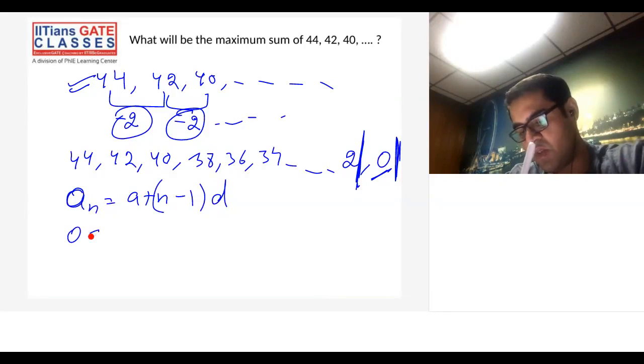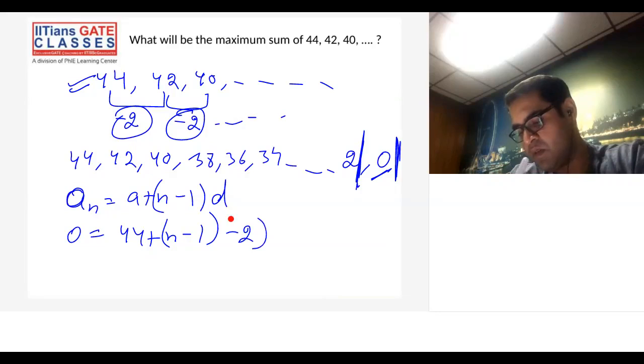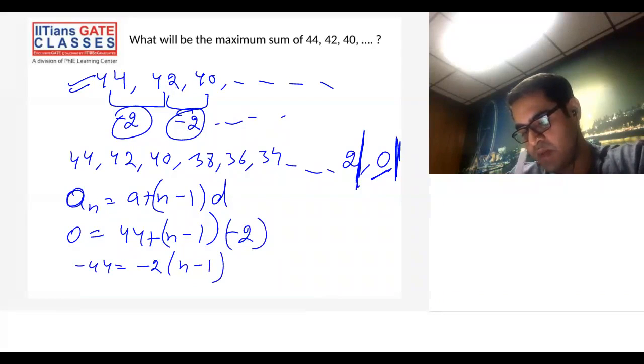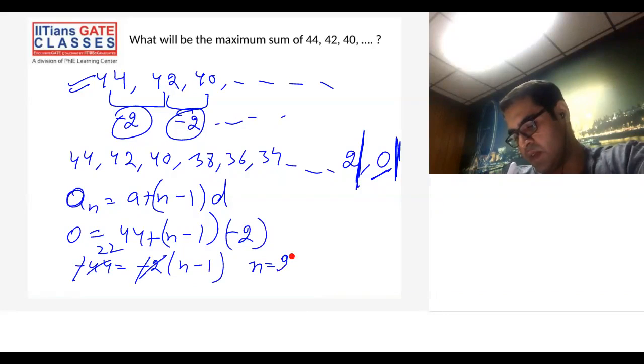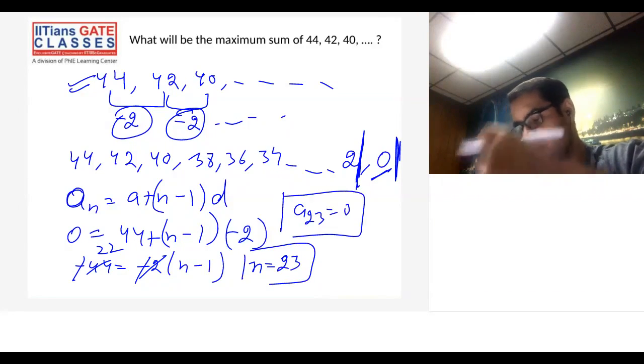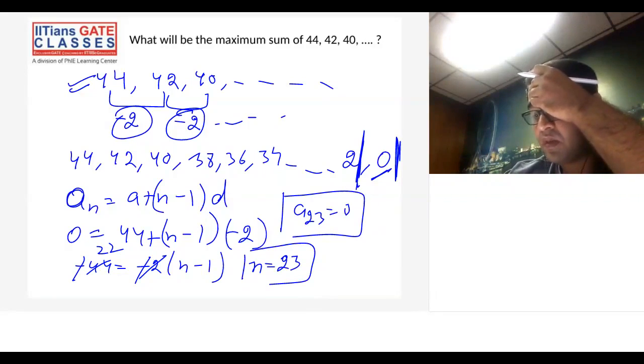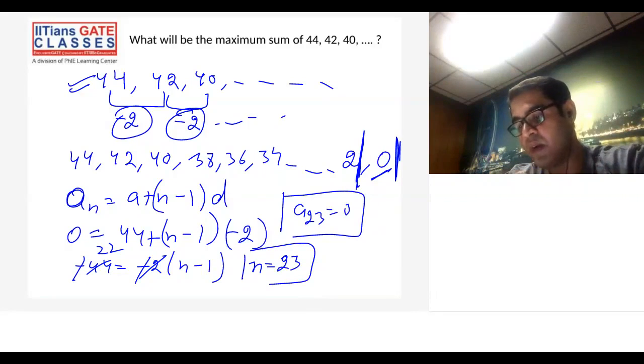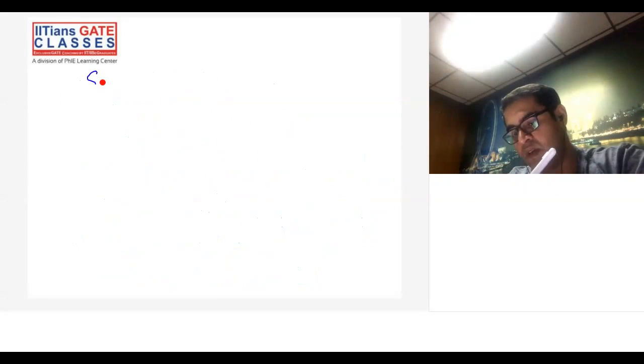So an is equal to 0, a is what? 44, n I don't know, I need that, and d is minus 2. So this becomes minus 44 is equal to minus 2 into n minus 1. So this will cancel out, this becomes 22, n becomes 23. So A23 is coming out to be 0. Alright. Now I need what? I need to find the sum till this term. Okay. I need to find S23.